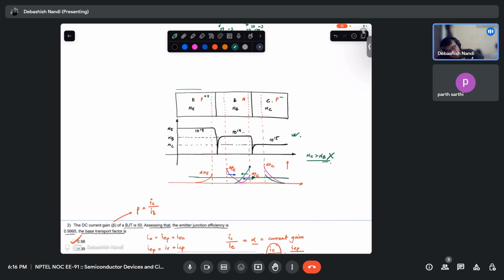This will be the profile, and also about the widths: if this is your WE dash, this is your WB dash, and this is your WC dash. What are the things I have told? WC dash is greater than WE dash, which is much greater than WB dash. WB dash has to be very small. The reason is that this slope has to drop very fast. The more this slope, the more it will assist the whole transport.